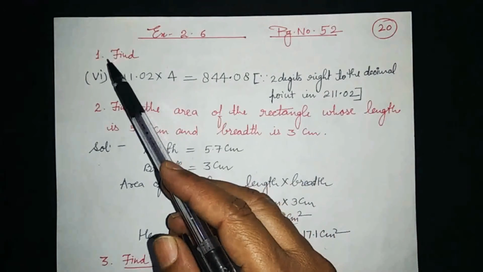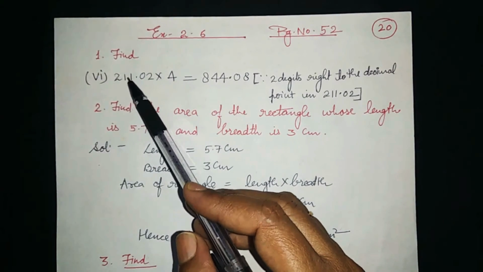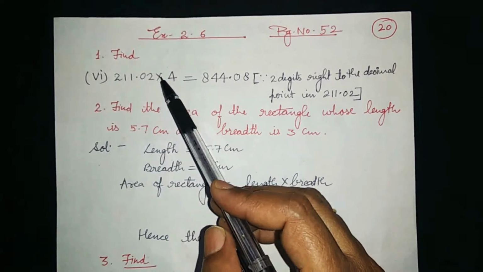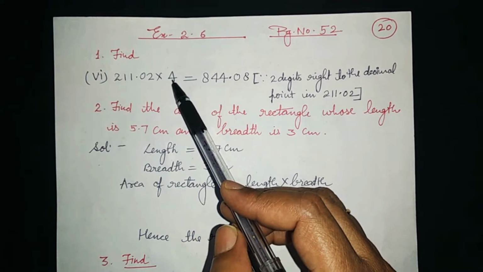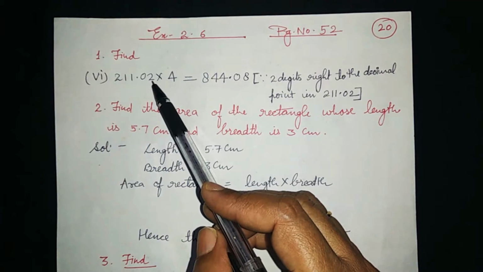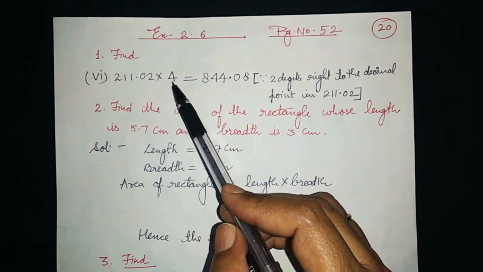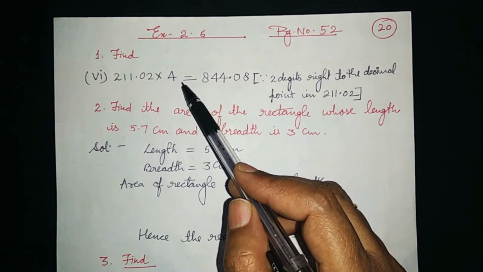Here see the first question, 6th part. Question is 211.02 into 4. These two numbers we have to multiply. 211.02 is a decimal number and this 4 is a whole number. Now you see how we will multiply it.